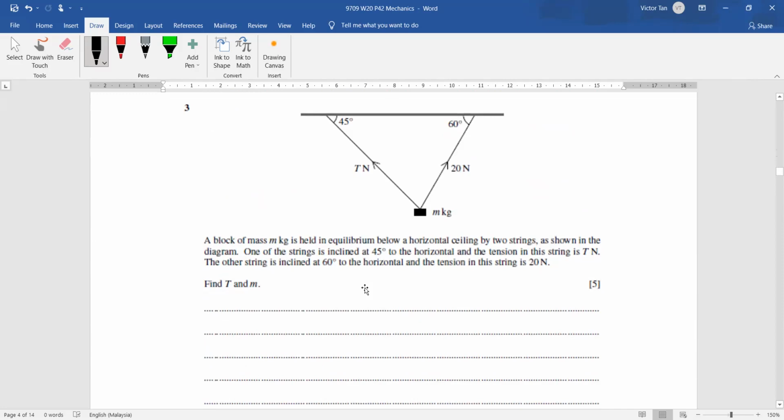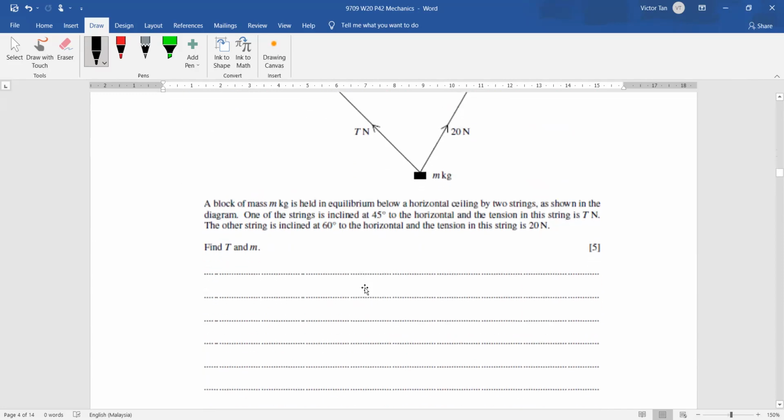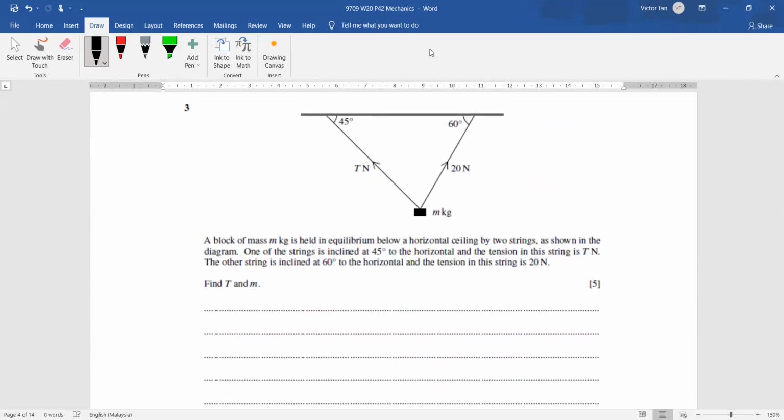A block of mass m kilogram is held in equilibrium below a horizontal ceiling by two strings as shown in the diagram. One of the strings is inclined at 45 degrees to the horizontal and the tension in the string is T newton. The other string is inclined at 60 degrees to the horizontal and the tension in the string is 20 newton. Find T and m.